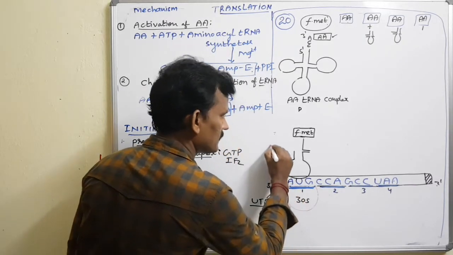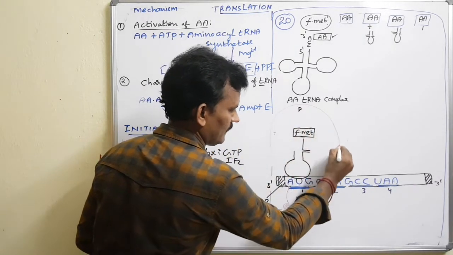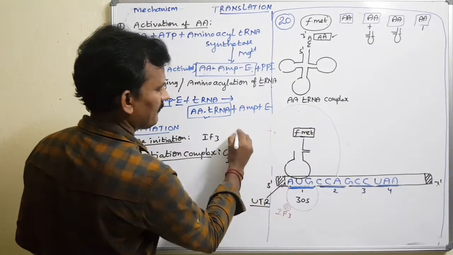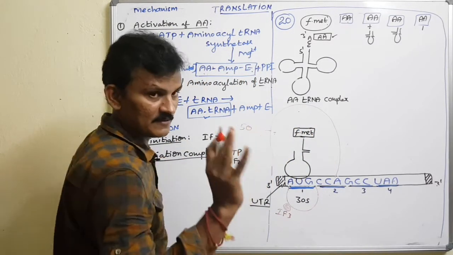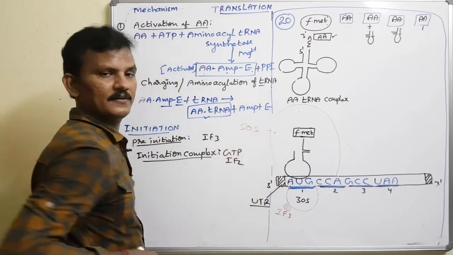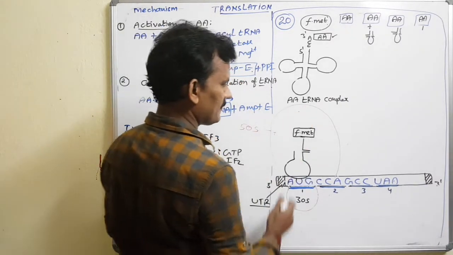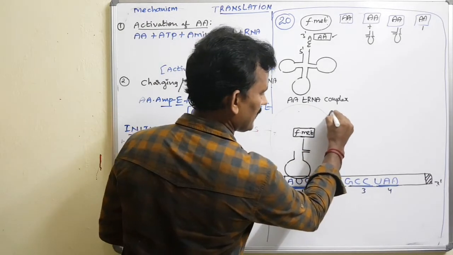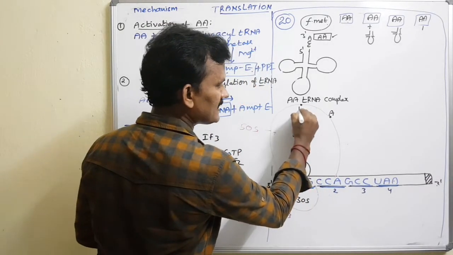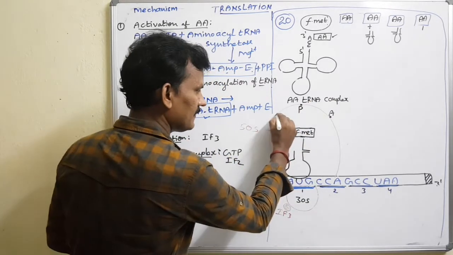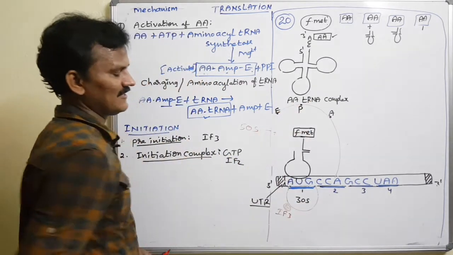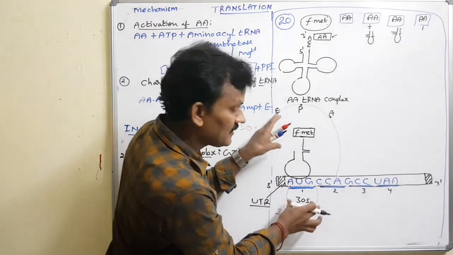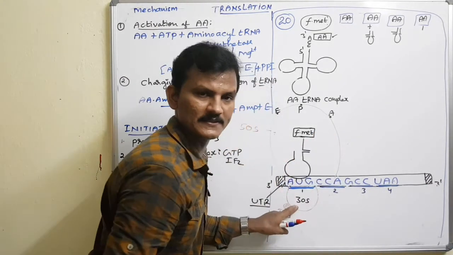So the 50S subunit, not a 50S ribosome, the 50S subunit, has three sites: the A site, the aminoacyl site; the P site, the peptidyl transfer site; and the E site, the exit site. Three sites are there. Now 50S and 30S form the complete structure of the ribosome.